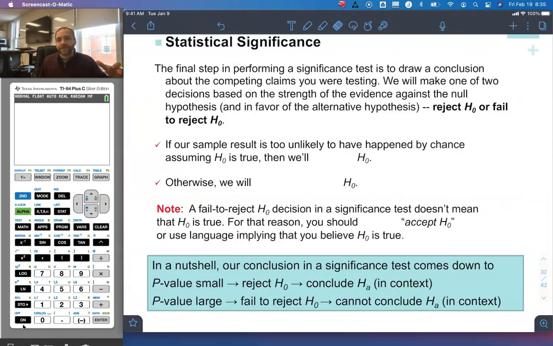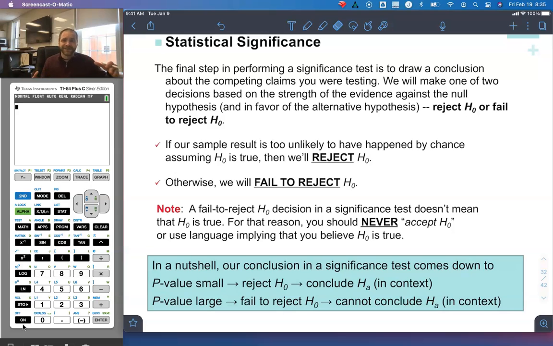The final step for a significance test is your conclusion. There are two decisions that can be made based off of that evidence, that p-value: either reject the null or fail to reject the null. If our sample result is too unlikely to have happened by chance, assuming the null is true, then we reject the null. Otherwise, we fail to reject the null. A fail to reject the null decision does not mean the null is true. So for that reason, you should never, ever accept the null. Don't be that student who accepts the null.